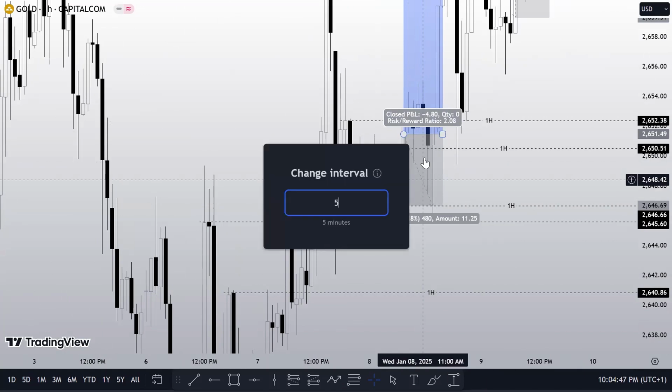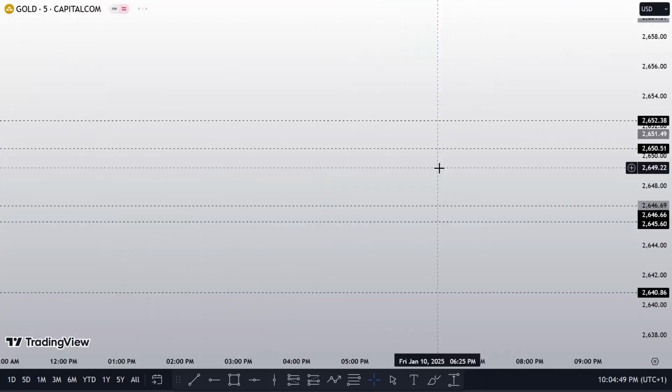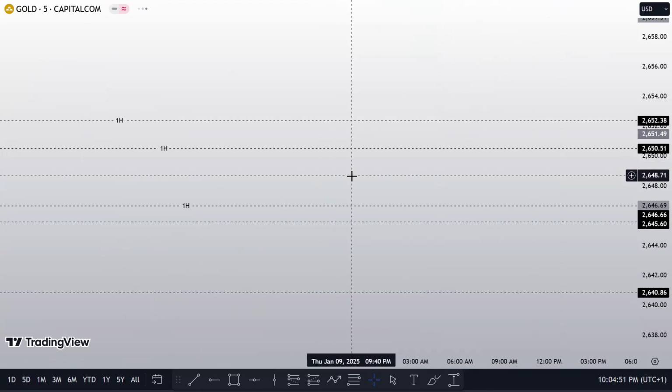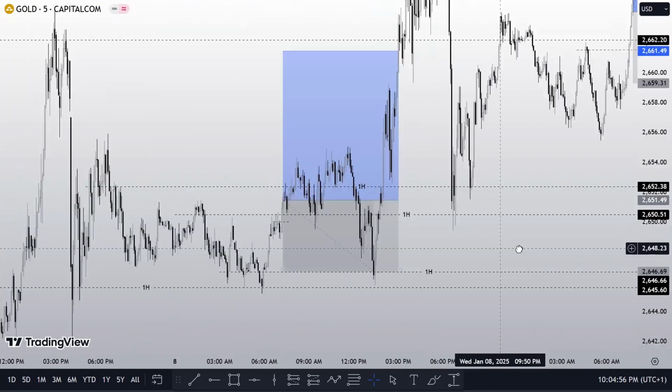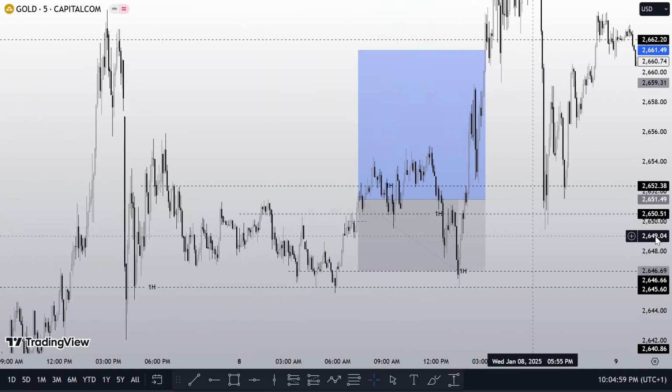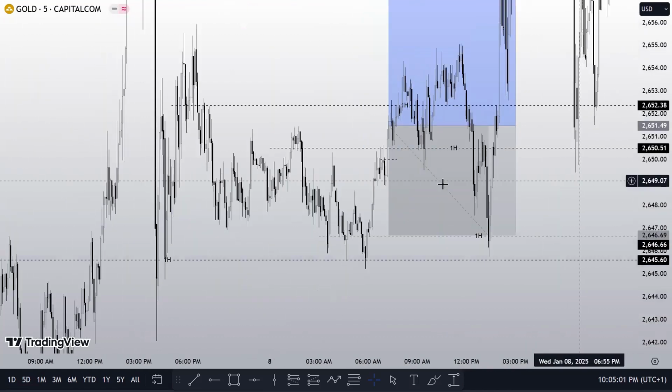So for this particular 1 hour zone trade I took, I went to the 5 minutes to spot out my entry. And most times if I take my trade off the 4 hour zone, I always go to the 15 minutes to spot my entry. So you guys can see this right here.